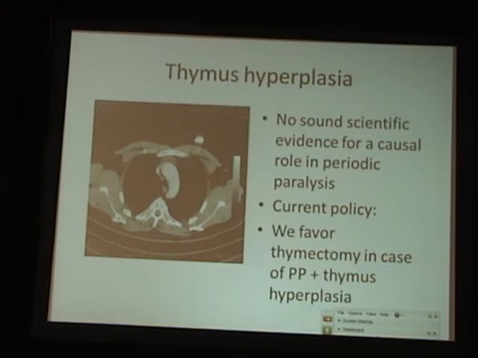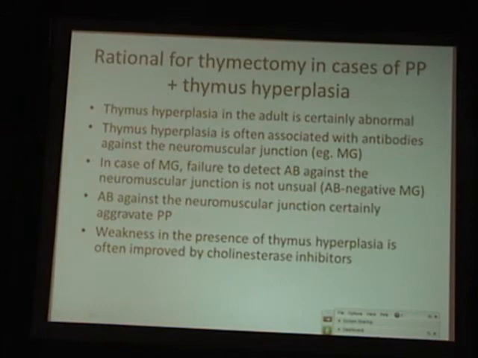Up to now, we have no sound scientific evidence for a causal role for thymus hyperplasia, but we favor thymectomy in these cases. Why do we do that? We all know that thymus hyperplasia in an adult is certainly an abnormal finding. In an adult, usually the thymus should have gone. Point two: thymus hyperplasia is often associated with antibodies against the neuromuscular junction.